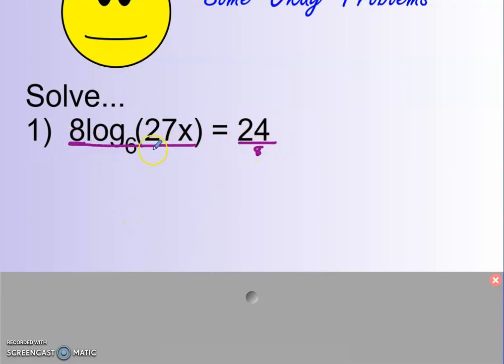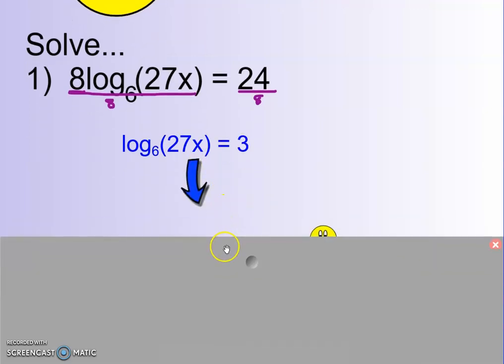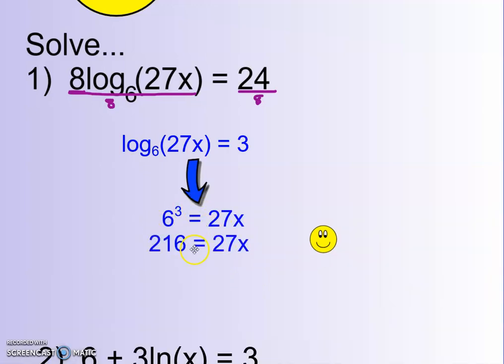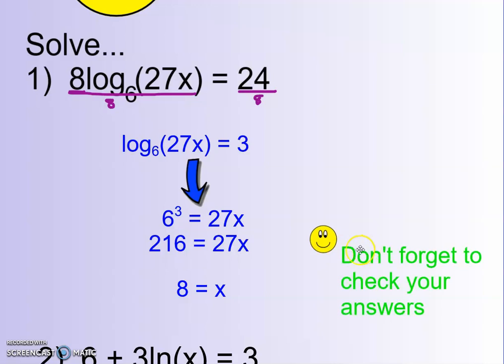And I think that's the one I'm going to do, just because 27 to the 8th and x to the 8th, yuck. So this ends up being log base 6 of 27x equals 3. And now I can convert it from logarithmic form to exponential form. 6 to the 3rd equals 27x. And then just go through and solve this the way we've been solving these problems. Get x equals 8. But again, don't forget, check your answers.